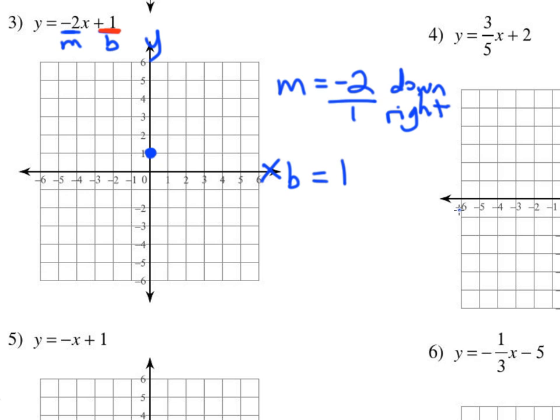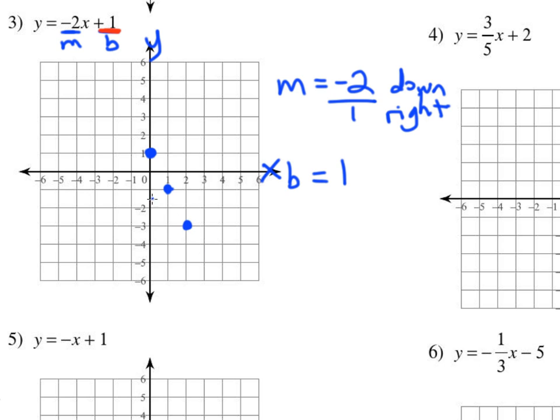From this point, now we will move. We will go down 2, right 1. So let's do that. We're going to go down 2, right 1. Go and put our dot. Again, down 2, right 1. Put our dot.